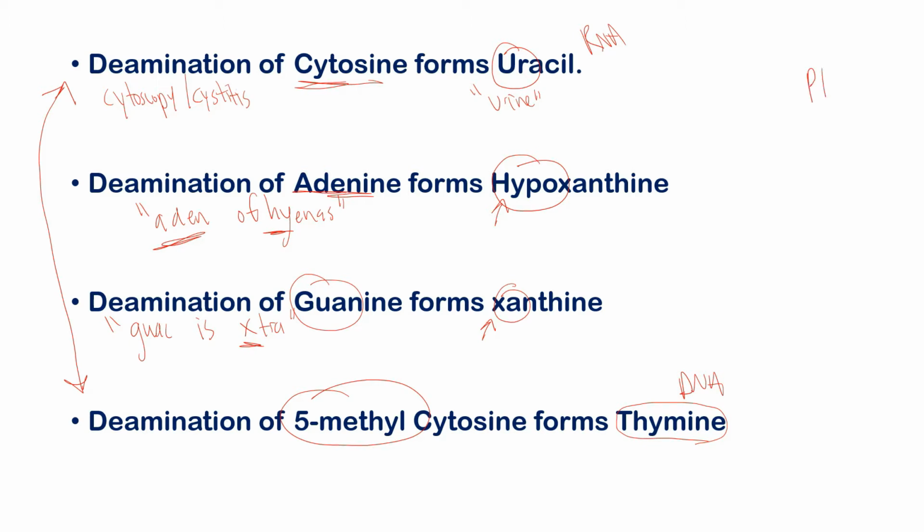Other mnemonics to keep in mind is the mnemonic "pure as gold," so pure for purine, it's adenine and guanine, and then all the other ones are under the pyrimidines, which are going to be cytosine, thymine, and uracil. So that's a quick little mnemonic to kind of separate which ones are purines and which ones are pyrimidines.